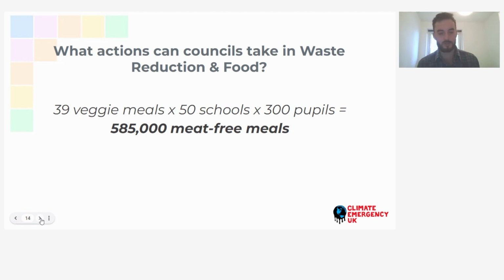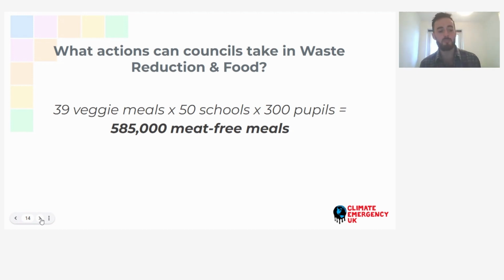And when our scorecards come out tomorrow, you'll be able to see which councils are providing a completely vegetarian day. And the structural impact, again, is huge. And this is just very rough numbers to show the scale. But if you were to have 39 weeks, so that'd be 39 completely vegetarian days across 50 schools, with 300 pupils eating them, that's 500,000 meat-free meals just for maybe one particular local authority area.